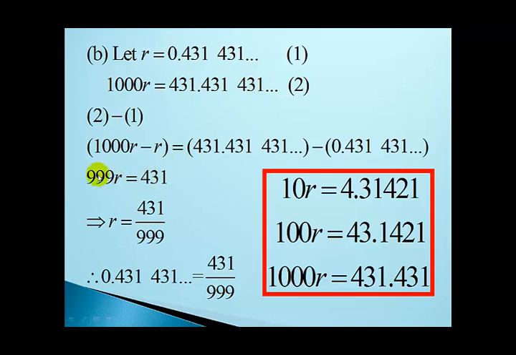So we have 999R on the left hand side. It's equal to 431. And so if you want to make R the subject, you have to divide the left hand side by 999. And you have to divide the right hand side also by 999. This implies that R is equal to 431 divided by 999. And therefore 0.431431 is equal to 431 divided by 999.